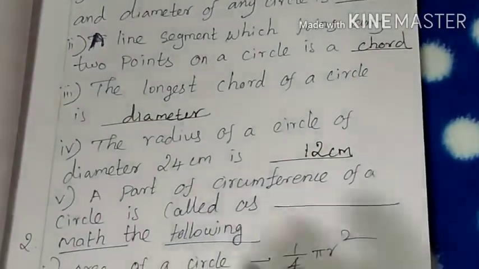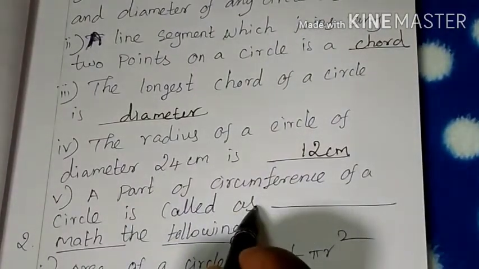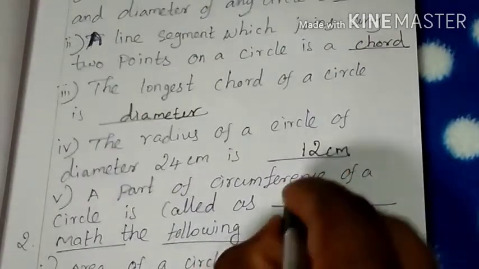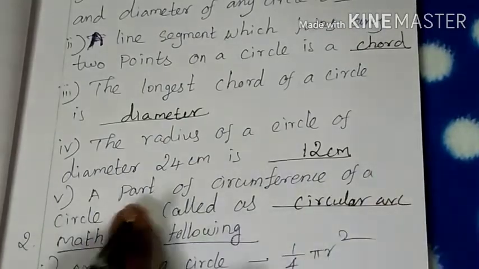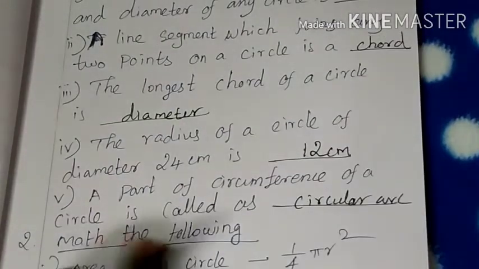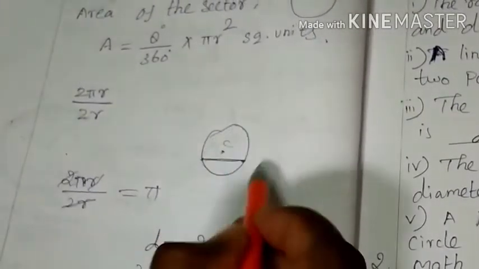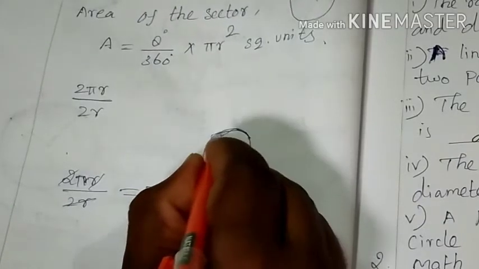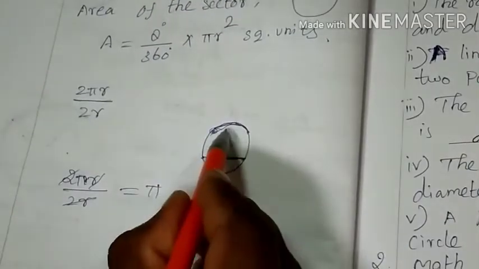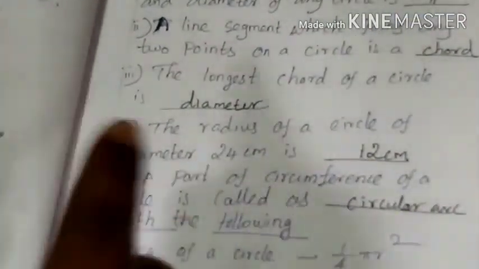Okay. Then a part of circumference of a circle is called a circular arc. This is your definition. Part of circumference of a circle. Okay. Let us consider this is one of the circle. Consider any 2 points. This is a part of circumference. This is the full circumference. So part of circumference means arc. This is a circular arc. Okay. That's all the fifth question.